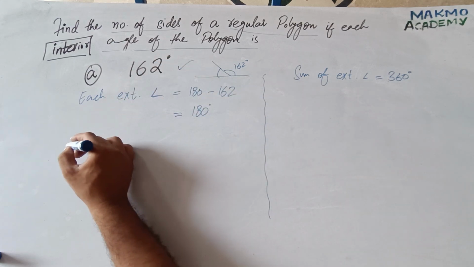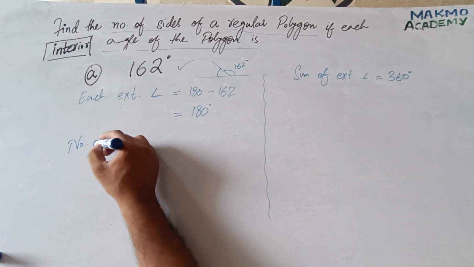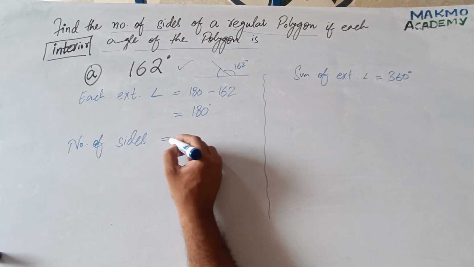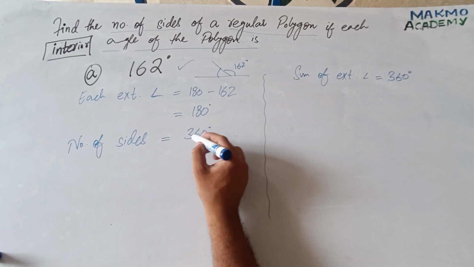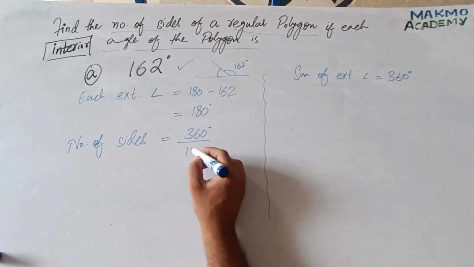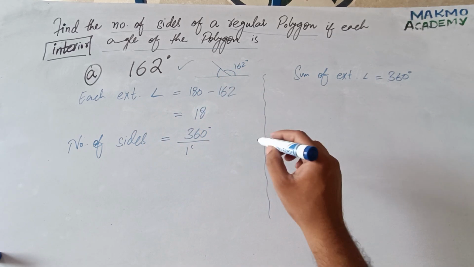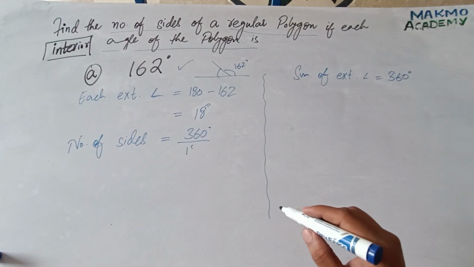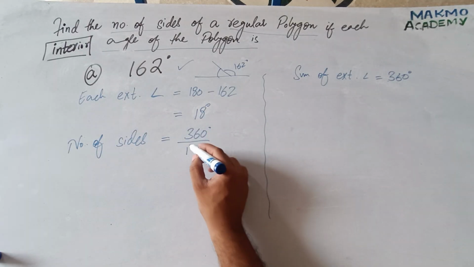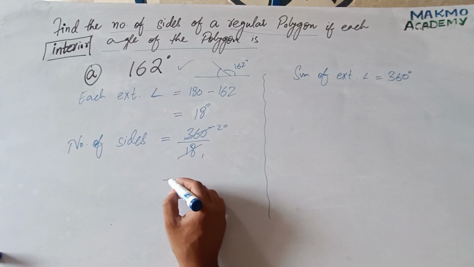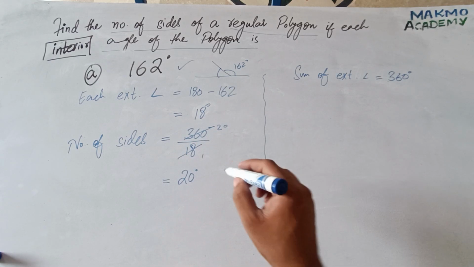Now we can find out the number of sides in the same way as we found it in the previous question. Number of sides is equal to 360 divided by each exterior angle. So sorry, it's 18 degrees. 180 minus 162 is 18 degrees. 18 ones are 18, 18 twos are 36, 0 as it is. So there would be 20 sides in that polygon.